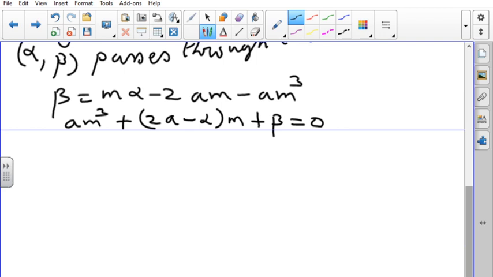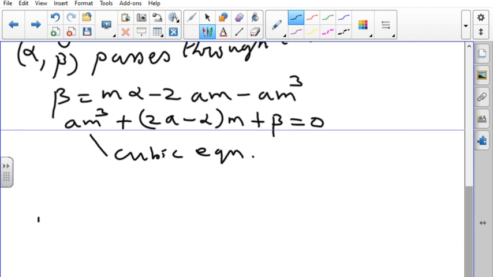Now see, this is a cubic equation in m. So it will have 3 roots. So there are 3 values for m, and consequently there are 3 normals to the parabola.